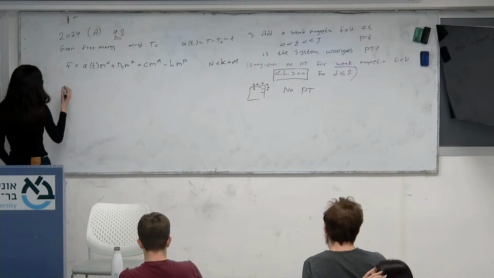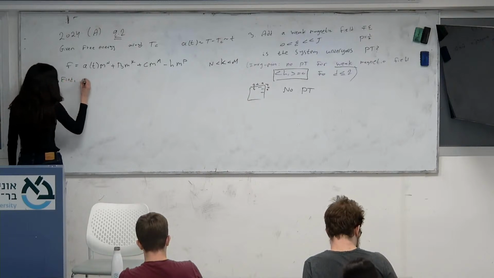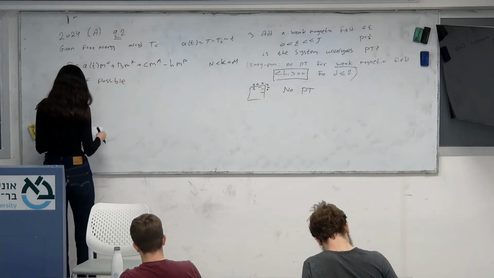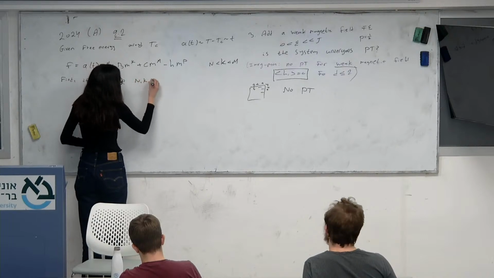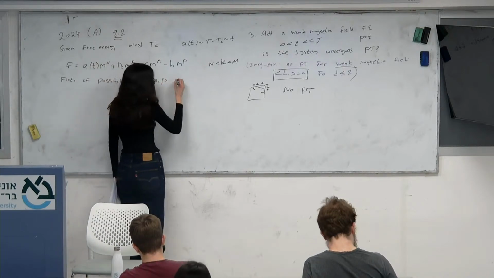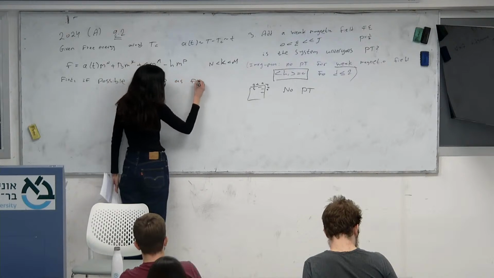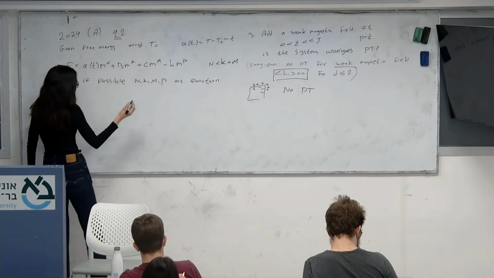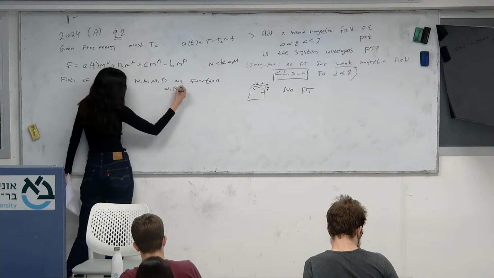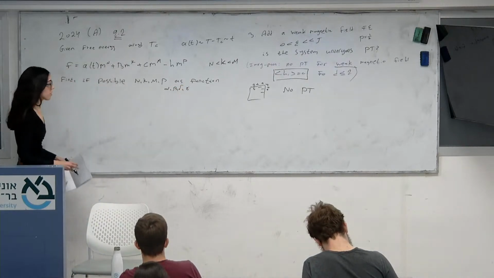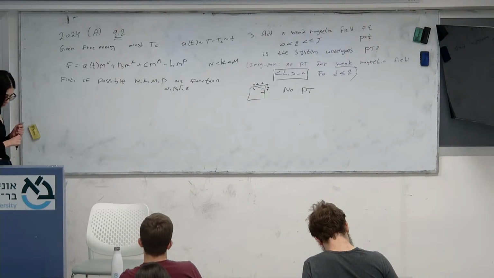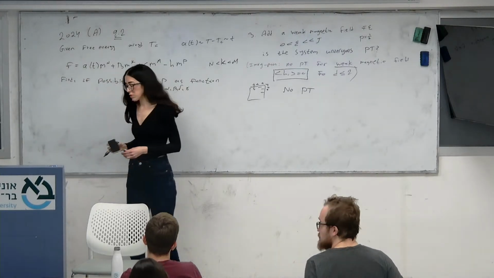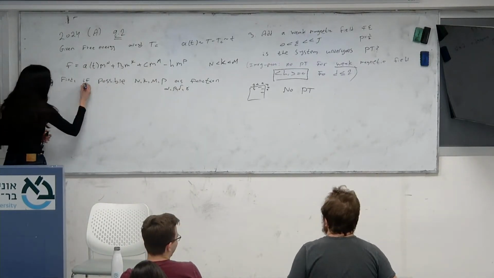And the question is: find, if possible, n, k, M, and p as a function of the critical exponents, which are alpha, beta, gamma, delta. Okay, so a very important point here is that.